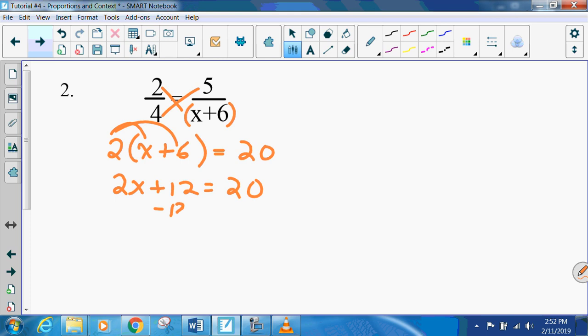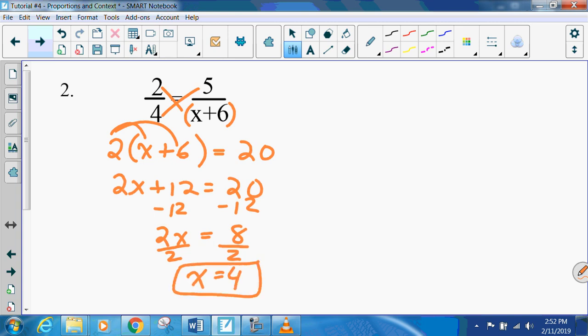We're going to subtract 12 from both sides, and then divide both sides by 2 to get x is equal to 4. So cross multiplying, we're going to make sure when x has company that we're going to put parentheses around that to remind ourselves that we do need to distribute the 2 to both the x and the 6.